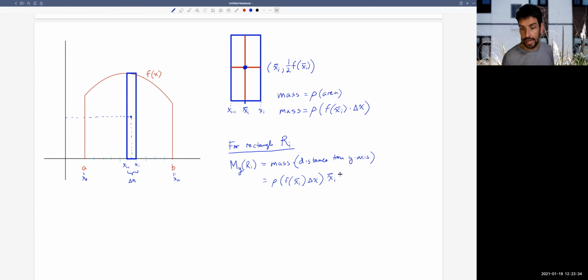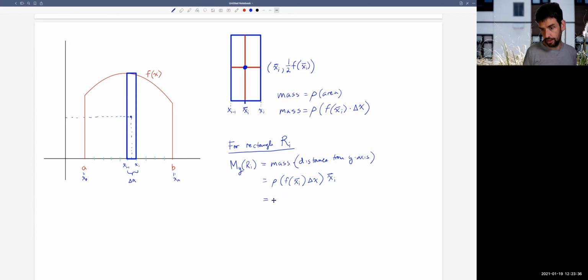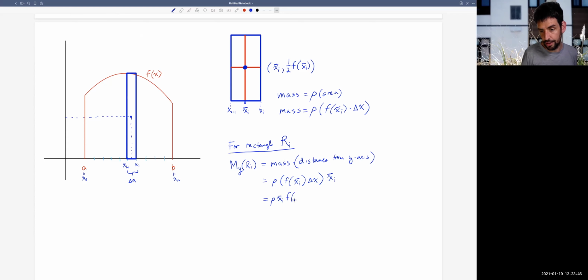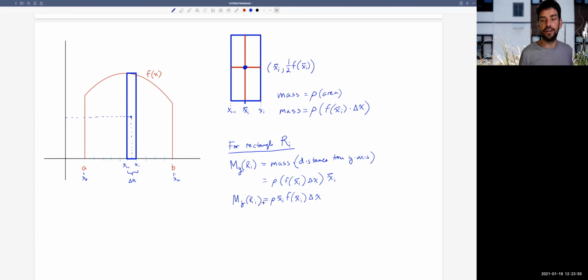Right? And just to make things more typical, I'm just going to reorganize. These are all factors. Everything's being multiplied. So I can reorder everything into a more, I don't know, traditional order. And there's our moment for the rectangle relative to the y-axis.